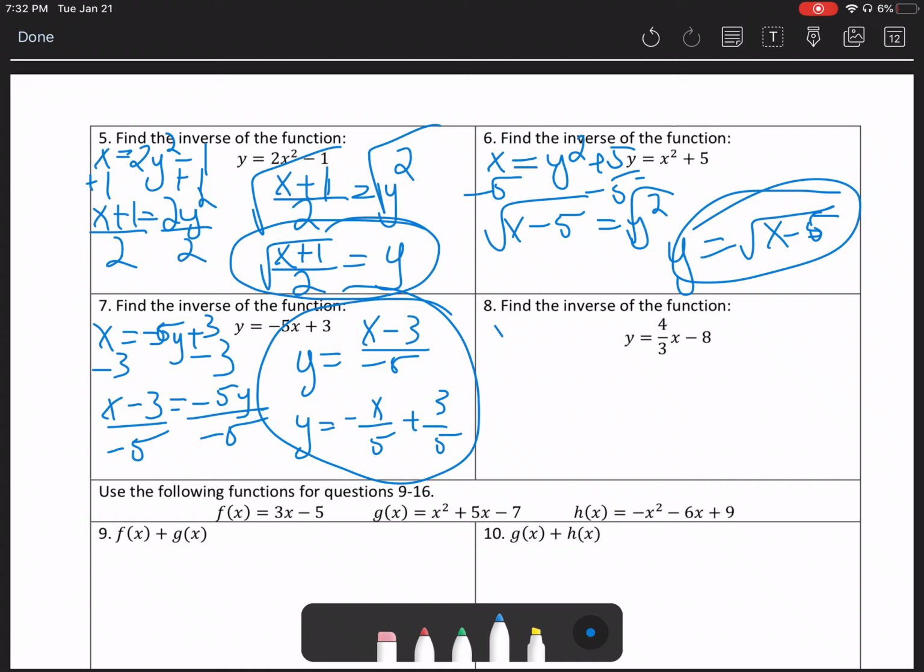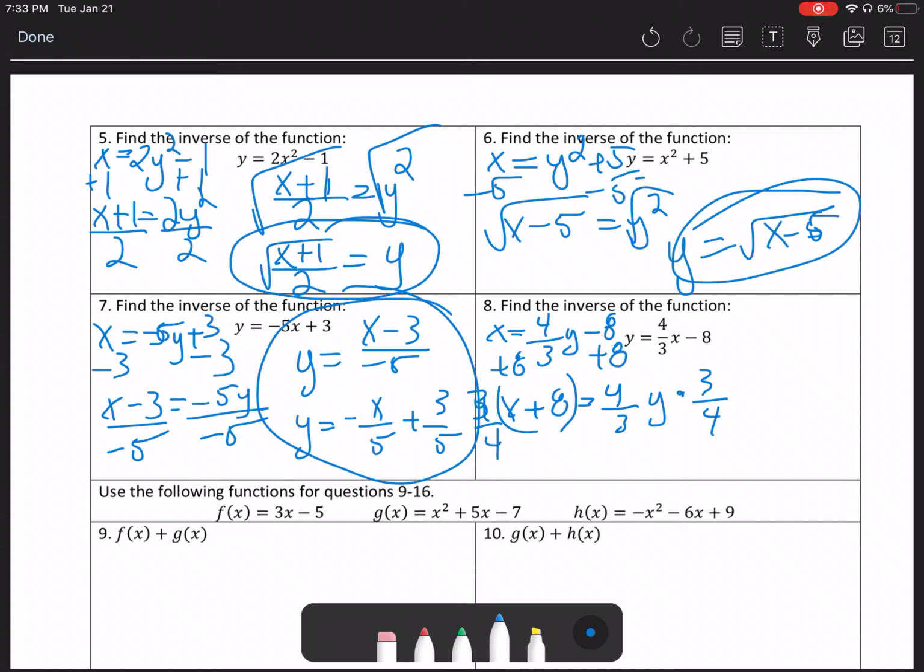This is probably the trickiest one, only because your brains fall out of your head when you see fractions. So this is x is equal to 4/3 y minus 8. I add 8 to each side. So it's going to be x plus 8 is equal to 4/3 y. Then I multiply by the reciprocal, so I multiply by 3/4. And I multiply this whole side by 3/4.